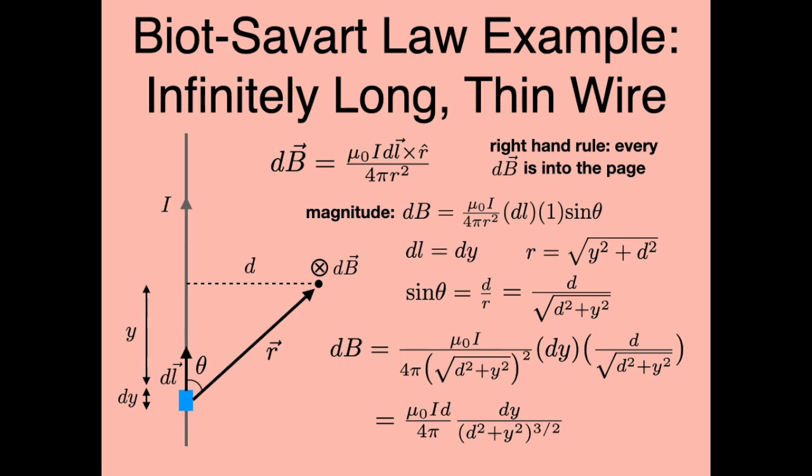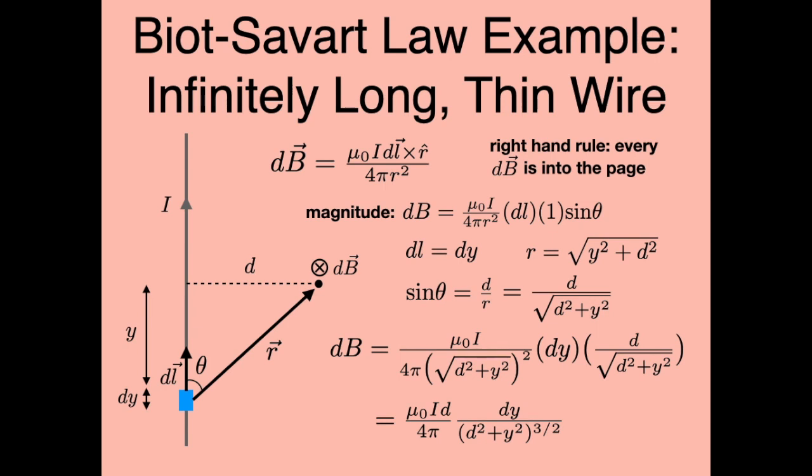The first thing I'd like to do here is just pull out everything that's constant and put that in the front of the expression on the left. So what are the constants? We've got mu naught, we've got I, we've got d, and then on the bottom we have 4 pi. Those are all constants. Those are not changing.